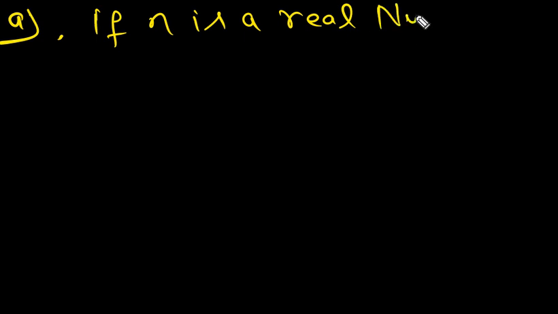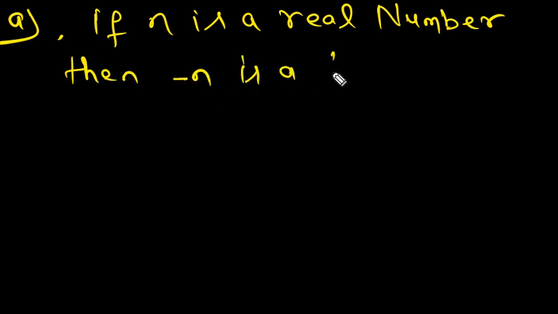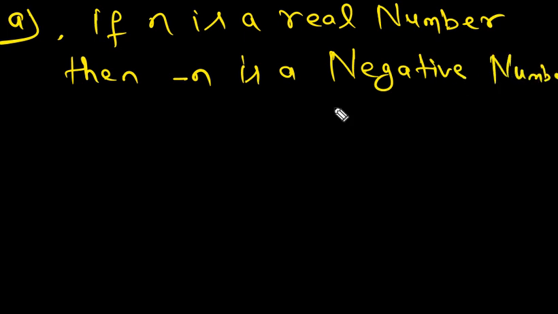So I'm taking a question here. If n is a real number, what is a real number? Okay, we will come to that. Then negative n is a negative number. This is a conjecture. You need to find a counter example. So first of all, let's talk about real number. What is a real number?